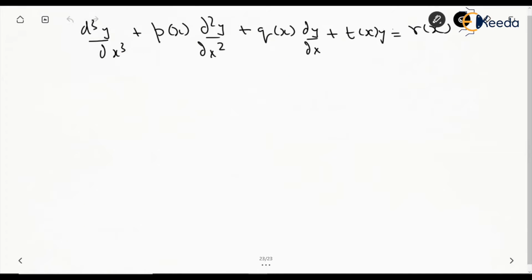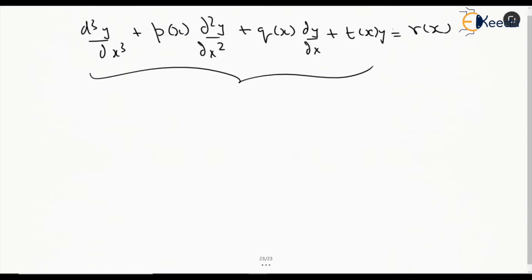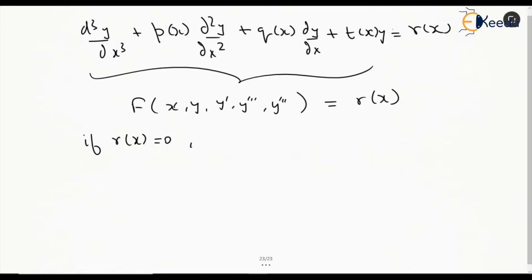Now we can see this entire function on the left hand side is actually a function of x, y, y dash, y double dash, y triple dash, equal to r of x, right? So what if this r of x becomes 0? If r of x becomes 0, we will have a function only in terms of y and its derivatives, up to, let's say, the nth derivative, equal to 0.